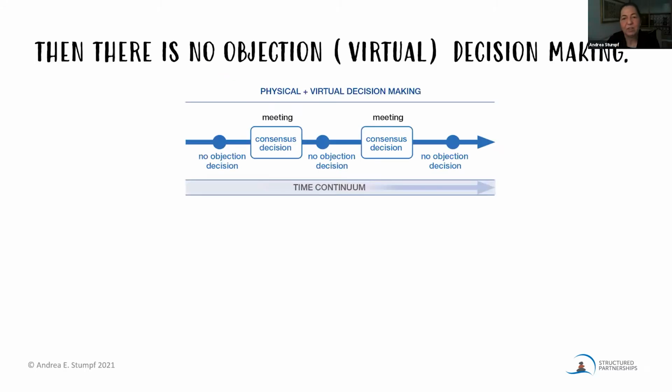Now, I'm sure I'm running out of time, so let me just quickly say a moment on no objection decision-making. So there's physical decision-making, which is in the meeting, which is where we do consensus decision-making, but there's also virtual decision-making, which is between meetings, and that's what we call no objection decision-making.